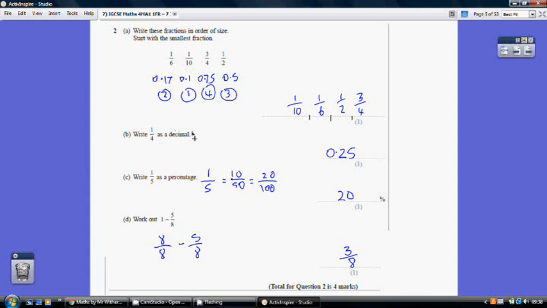Write 1/4 as a decimal. Again, you can use your calculator if you're not sure. 0.25. Part C, write a fifth as a percentage.